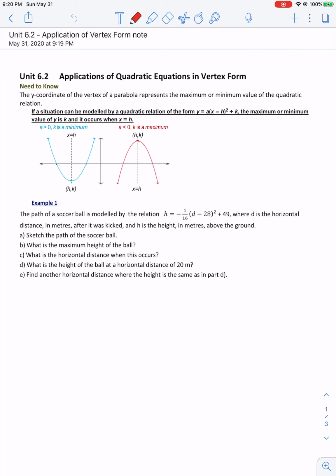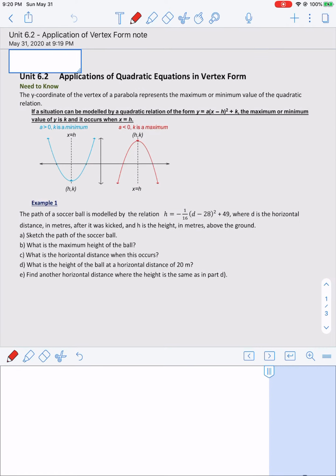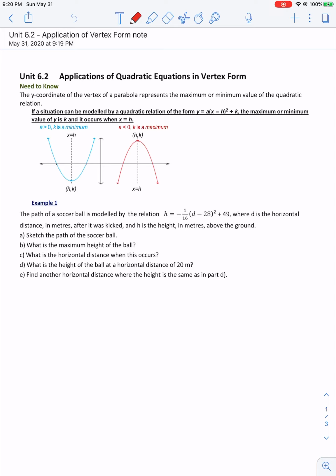This is Unit 6.2, Applications of Vertex Form. So now that we have the equation in vertex form, which is y equals a(x minus h) squared plus k, this one right here, vertex form clearly tells us what the vertex is. So the blue graph here, if it's opening up, then this would be the vertex at (h, k).